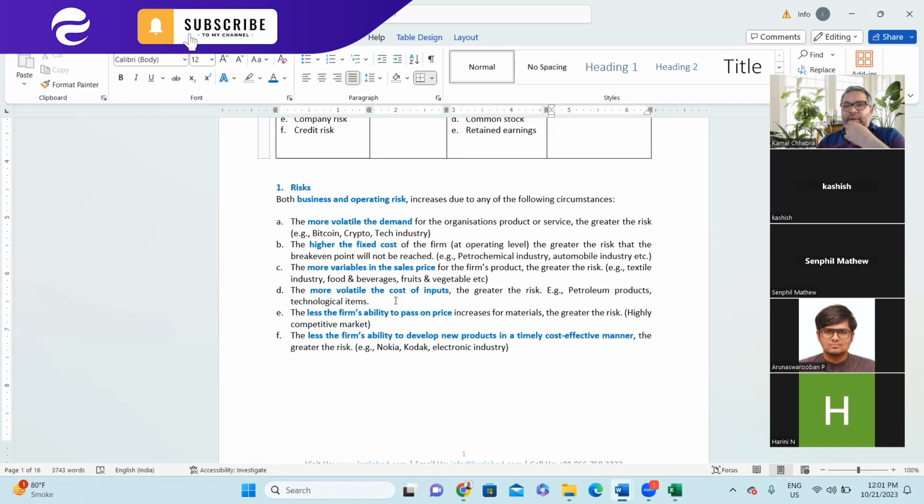For example, like Bitcoin, right? If you remember, when Bitcoin came into the country, there was huge demand for it, right? And slowly and gradually it went down, maybe on account of certain legal suits, right? But after that it again picked up, recovered and started again, right? So that is called a highly volatile item.